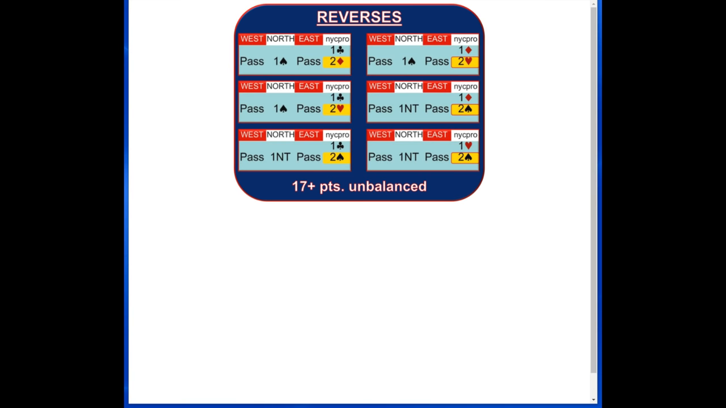But this slide you will have when you receive your email, and this is every reverse that will ever exist. And almost all of them start with a minor suit opening, which is a good tip off to how a reverse is going to look.